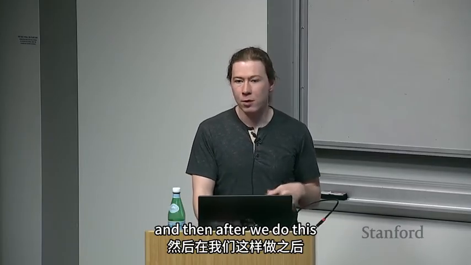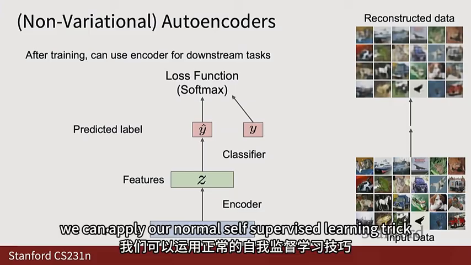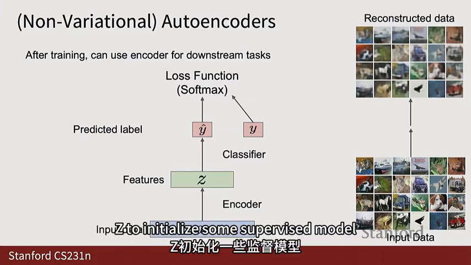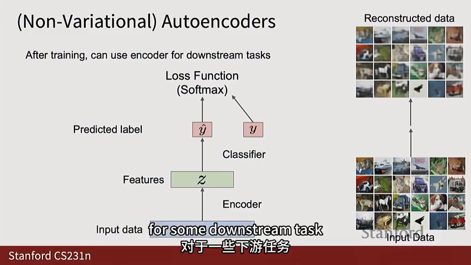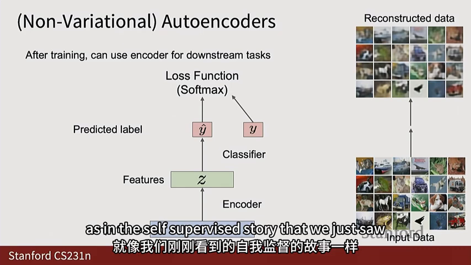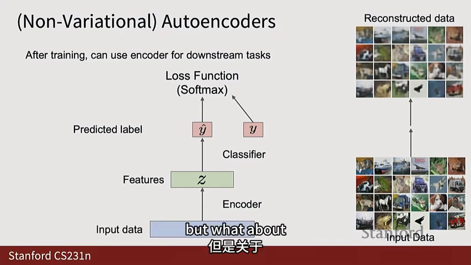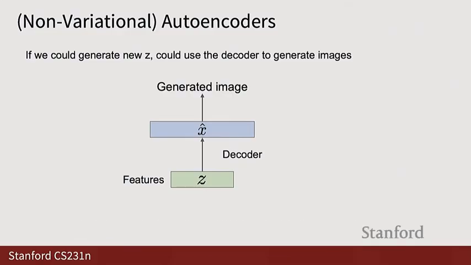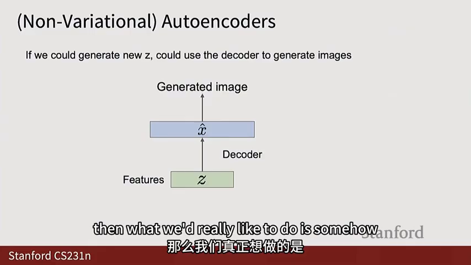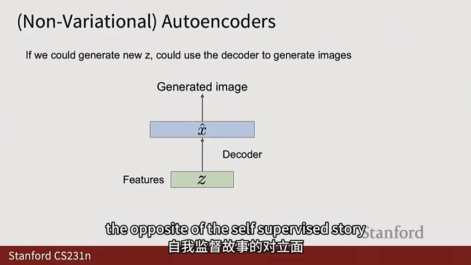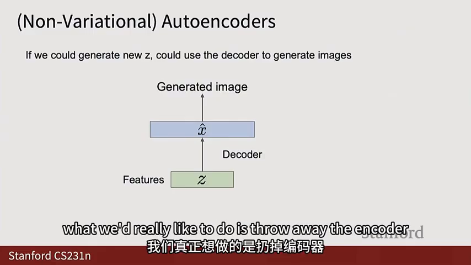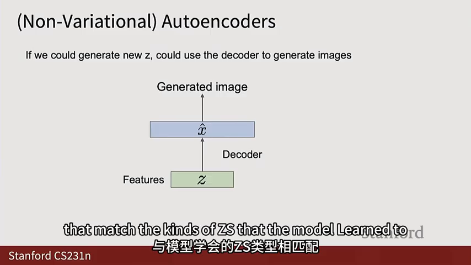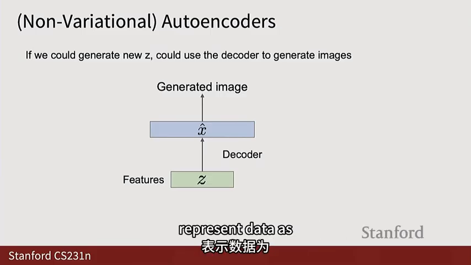And then after we do this, we can apply our normal self-supervised learning trick, where you could throw away the decoder, and then use this Z to initialize some supervised model for some downstream task. The same story as in the self-supervised story that we just saw. But what if we actually want to use this to generate data? Then what we'd really like to do is somehow the opposite of the self-supervised story. What we'd really like to do is throw away the encoder and instead be able to somehow sample Z's that match the kinds of Z's that the model learned to represent data as.